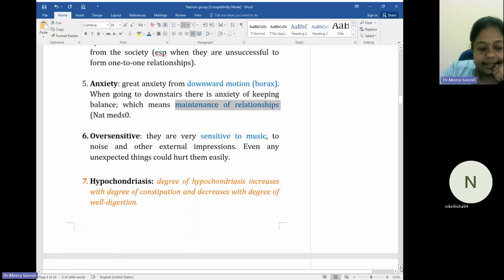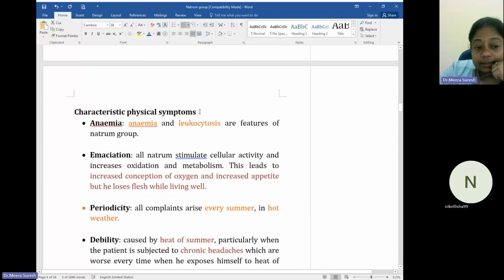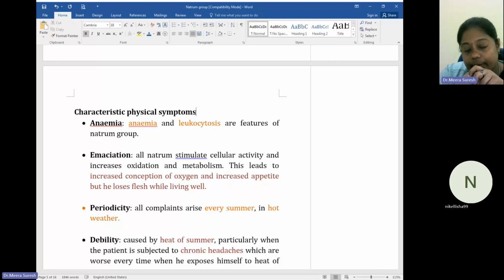Oversensitive and hypochondriasis. Then the physical symptoms: there is anemia, which we mentioned in the constitution itself, and leukocytosis. These are the two important features of the natrum group. Anemia means there is already a loss of vital fluids or hemoglobin loss. So anemia is a characteristic feature.